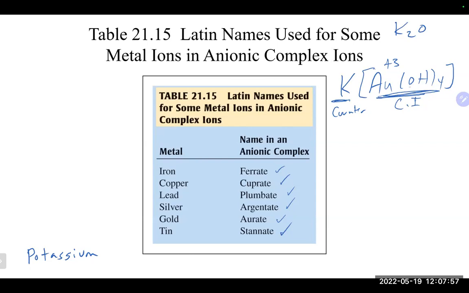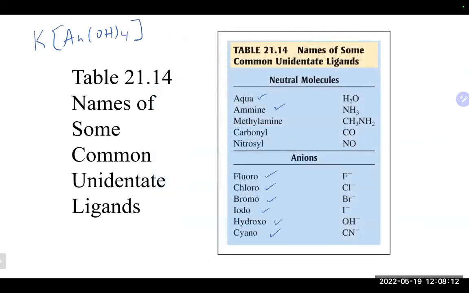Here we're going to go to our complex ion and start with our ligand, which we just have one type of in this case. And there are 4 of them. So the prefix for 4 is tetra. OH is our hydroxide, which now becomes hydroxo there.